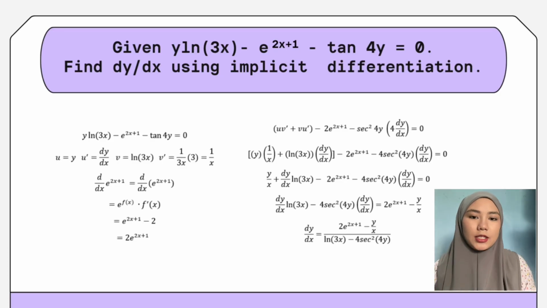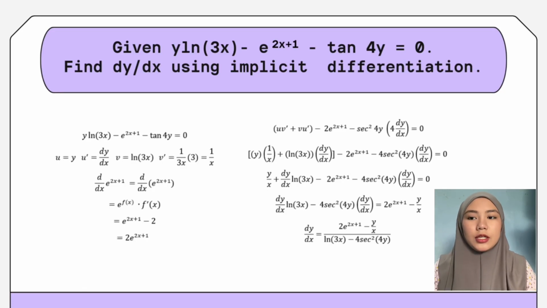The third term is tangent 4y, which is a chain rule problem. The derivative of tangent 4y will be sec square of 4y multiplied by 4 dy over dx. Next, for the second step, we need to combine all the terms together, which gives y multiplied by 1 over x plus ln 3x multiplied by dy over dx minus 2e to the power of 2x plus 1 minus 4 sec square of 4y multiplied by dy over dx. We get y over x plus dy over dx ln 3x minus 2e to the power of 2x plus 1 minus 4 sec square 4y dy over dx equal to 0.